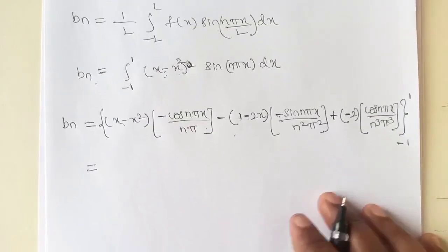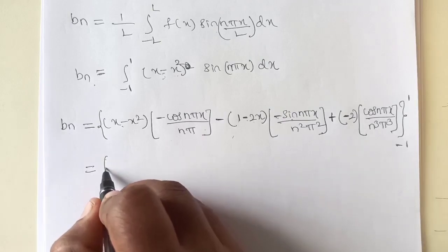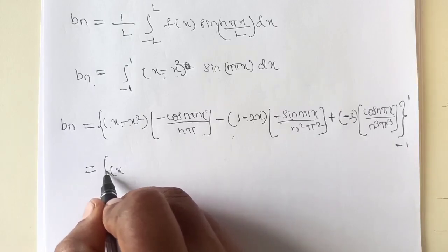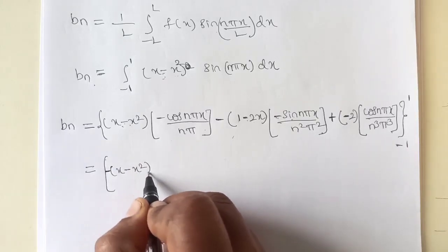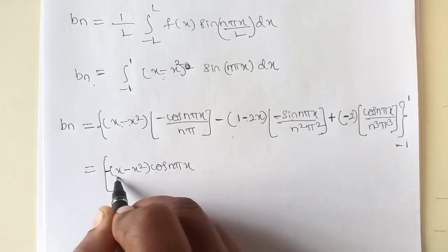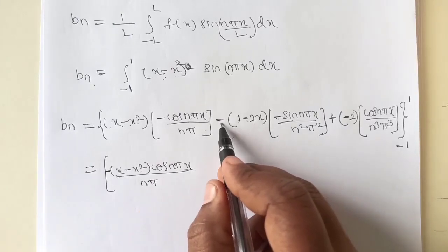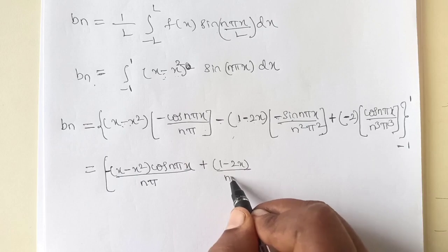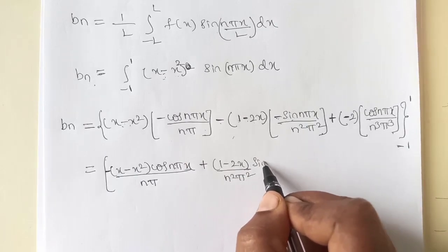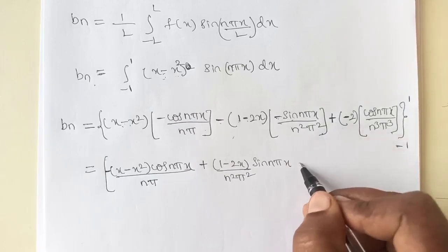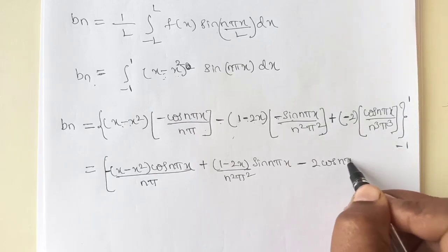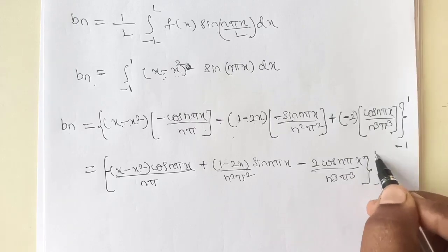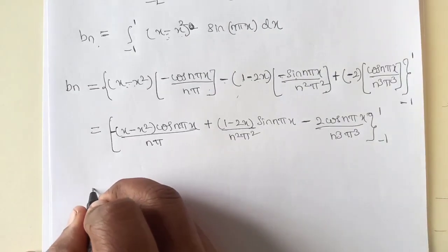Again, before applying the limits here, we simplify all the signs. Here we have minus sign, therefore we get minus x minus x square cos n pi x divided by n pi. This minus into minus we get plus 1 minus 2x divided by n square pi square into sin n pi x. This becomes minus 2 cos n pi x divided by n cube pi cube, with limits minus 1 to 1. Now adding the limits.